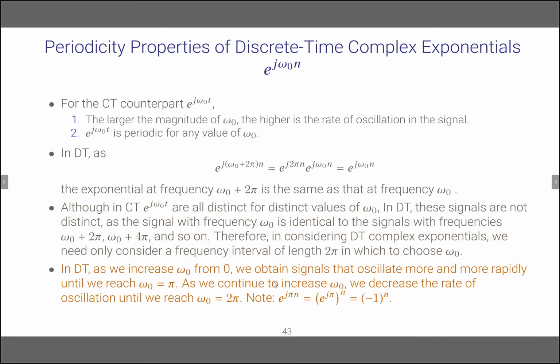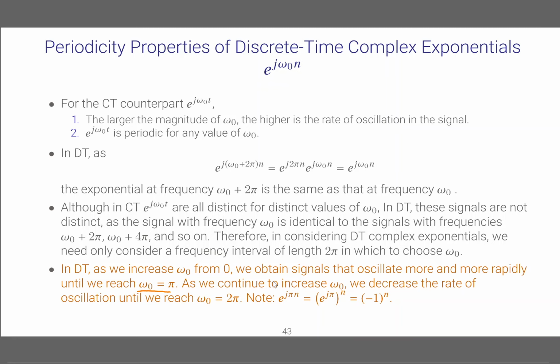In discrete time, as we increase omega naught from 0, we obtain signals that oscillate more and more rapidly until we reach omega naught equals pi. As we continue to increase omega naught, we decrease the rate of oscillation until we reach omega naught equals 2 pi. Notice that when omega naught is equal to pi, we have the highest oscillation: e to the power of j pi n, that means minus 1 to the power of n, so it becomes plus 1, minus 1, plus 1, minus 1, and so on. That is the fastest oscillation that you can have.